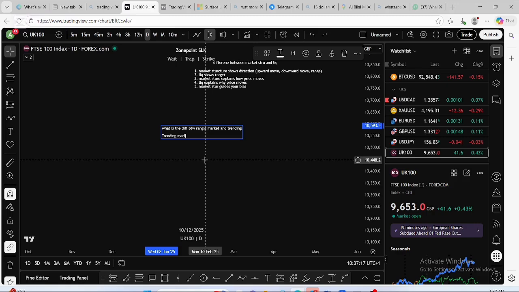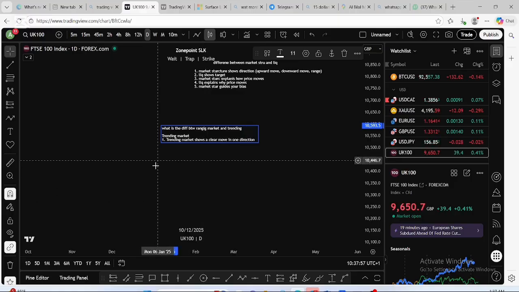Trending markets. Okay, one is that trending markets show a clear direction. We already explained it before, so I don't think I need to write it. Trending market shows a clear move in one direction. What do we mean by that? Okay, let me write it down. Trending market shows a clear move in one direction.